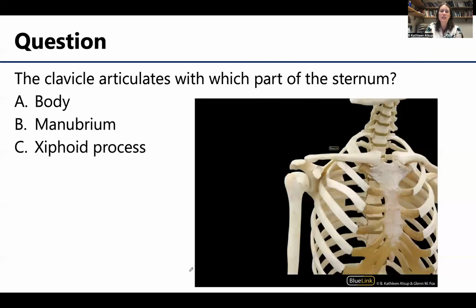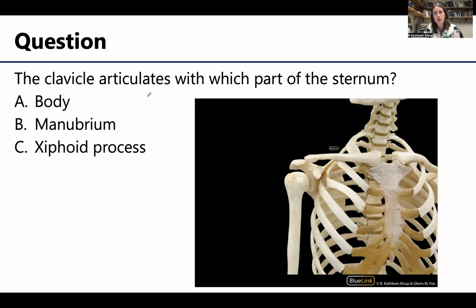All right, excellent. We have made it to our review question. So the clavicle, we'll talk a bit more about the clavicle when we get to the upper limb, but that's going to be your collarbone. I think we're all pretty familiar with where that is. That's going to articulate with which part of the sternum? Is it the body? Is it the manubrium? Or is it the xiphoid process?